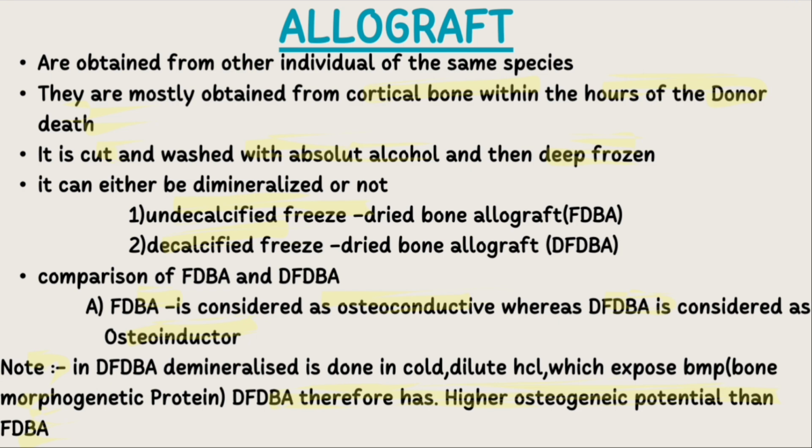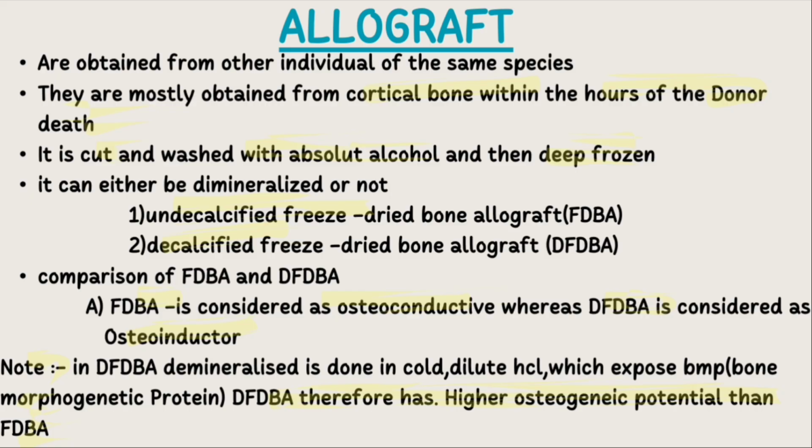Allograft means it is obtained from other individuals of the same species, from another person. They are mostly obtained from the cortical bone within hours of the donor's death. It is cut and washed with absolute alcohol and then defrozen. It can either be demineralized or not.